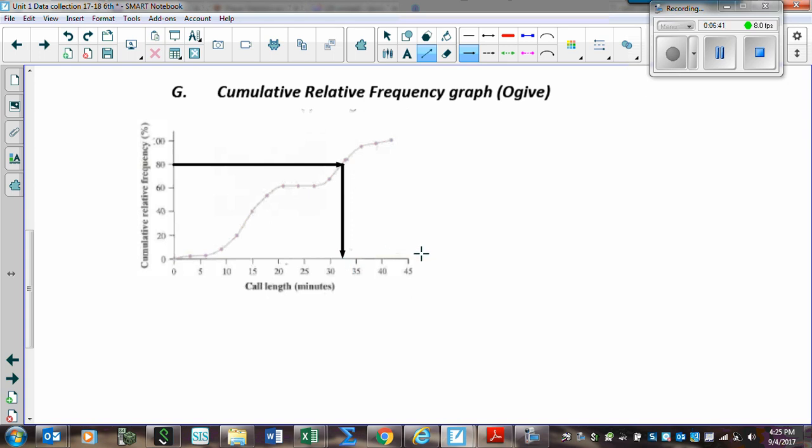So you can either, given a call length, figure out what percentile that's in, or if you were given a percentile, you could go across and figure out what that call length was. And so it's not used a lot, and you'd never be asked to make one of these. You would just be asked to interpret it. Okay, that's it for our numerical displays of data.